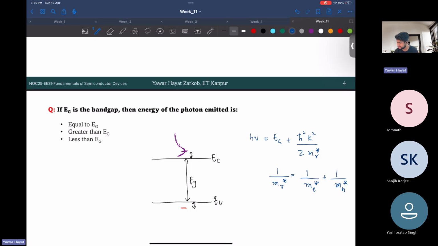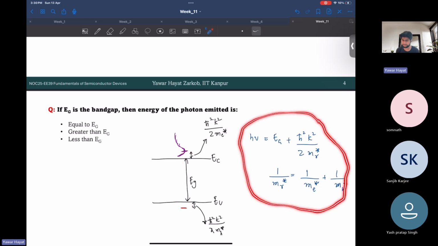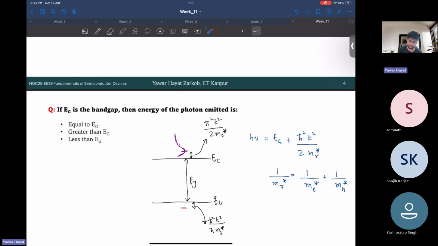What else? In fact, this delta here is h bar square k square by 2 me star. Likewise, this here is h bar square k square by 2 mh star. Fine. And then when you add them up, because for h nu you need to add from this to this, this whole would be h nu, right? And when you do that, you will end up with this, where mu is the reduced effective mass, which is given by this. Okay, that's it for this question.